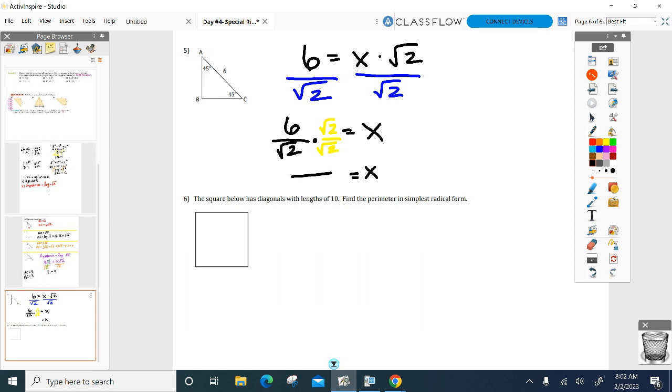So in the denominator, I get 2. No more radical. On top, there's not much I can do. You can multiply them, but you're going to get a decimal. So we just leave it as 6 square root of 2.